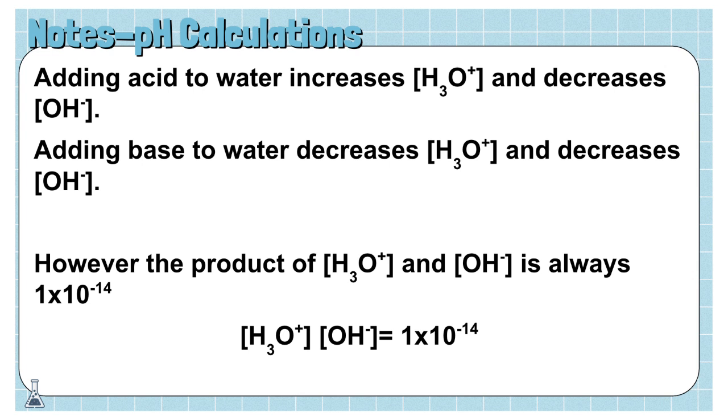If you add acid to water, it's going to increase the hydronium ion and it will decrease the hydroxide ion, and adding base to water will decrease the hydronium ion and increase the hydroxide ion. However, that product, like I mentioned before, is always going to be 1 times 10 to the negative 14th. So in an acid, the hydronium ion will be bigger, and in a base, the hydroxide ion will be bigger. But you multiply those two numbers together for any solution, you're always going to get 1 times 10 to the negative 14th.